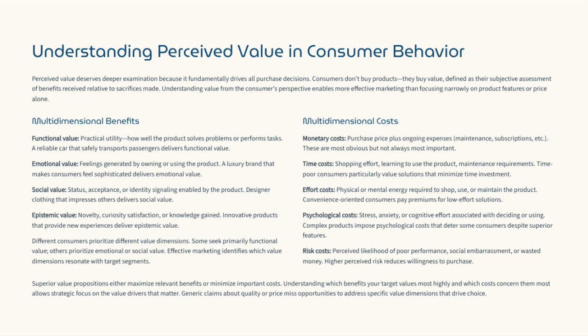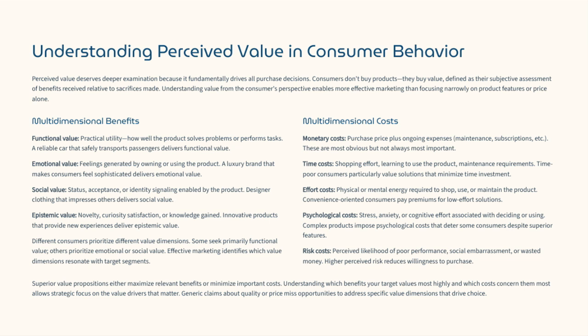Now, let's explore the different types of costs that impact perception. First, risk costs. These are about how likely your customers think something might go wrong, like poor performance, social embarrassment, or wasting money. When perceived risk is high, people are less willing to buy. Next, psychological costs. Think about the mental stress, anxiety, or effort involved in deciding or using a product.